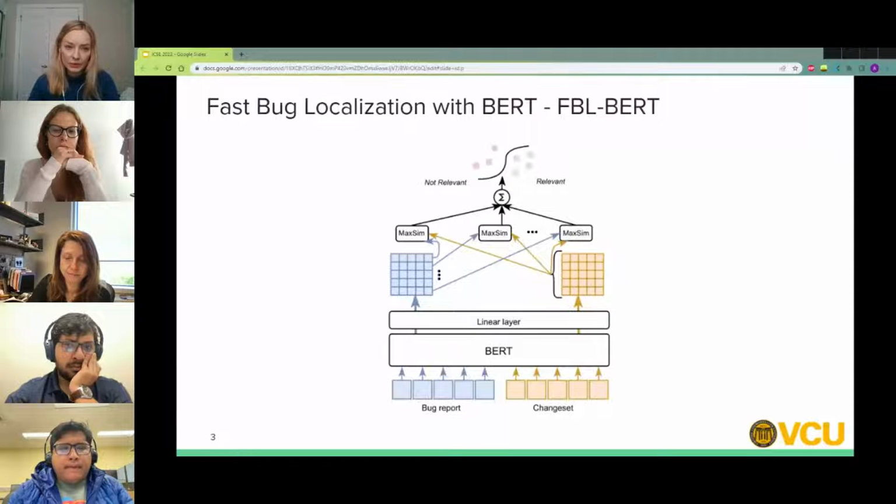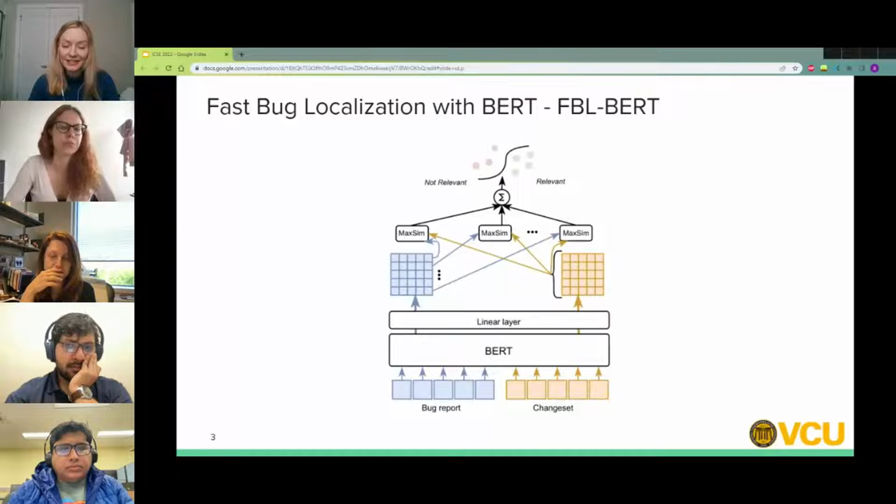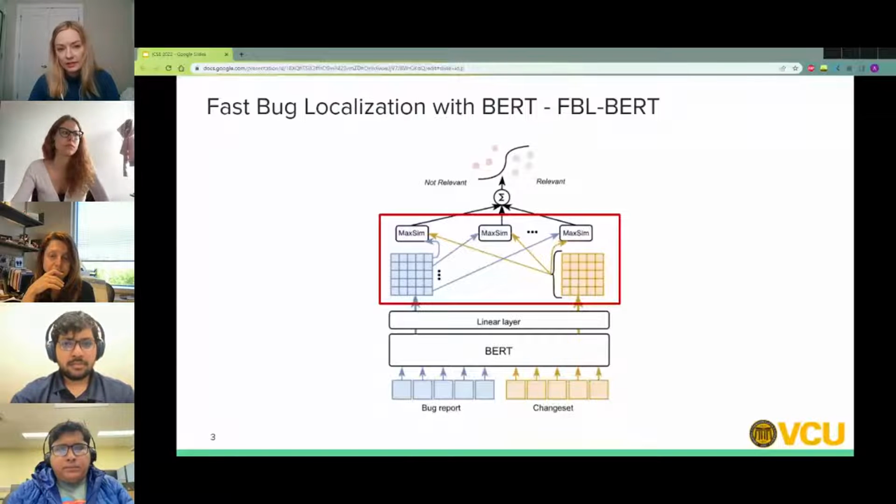FBL-BERT uses BERT to capture semantics and a late interaction architecture that enables efficient retrieval. So how does it work? First, the model processes the bug report and change sets separately through BERT and creates a matrix for each of the documents. Next, for each word vector in a bug report, we look for the most similar word vector in a change set. Then we sum the cosine similarities between the most similar pairs, and we have our final score.